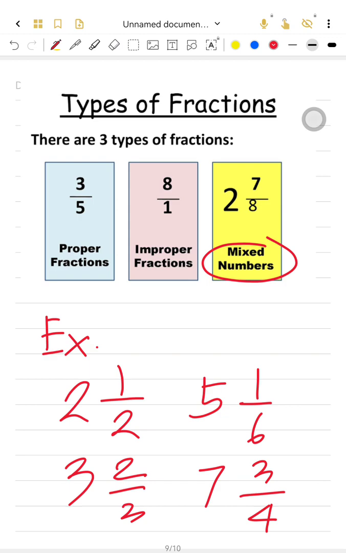Okay, that's all for an introduction to fractions. The next video will give you operations on fractions. So that's all for today.